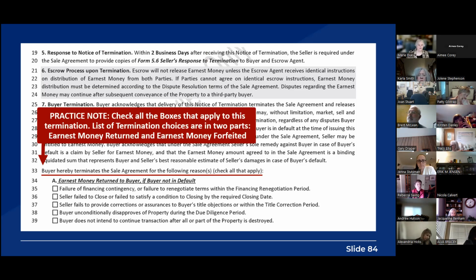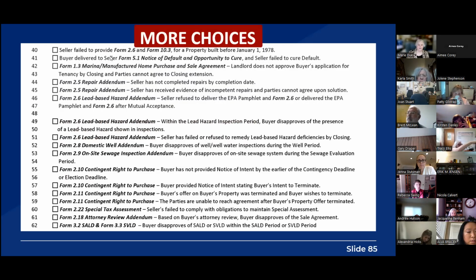But then buyer hereby terminates the sale agreement for the following reasons, and check the reason why. Failure of financing, failure of renegotiated terms of the financing. It gives you the list. We keep going here. Again, all the areas of why the buyer is backing out. Seller has not completed repairs, contingent right to purchase anything. Attorney review addendum. Based on the buyer's attorney review, buyer disapproves of the sale agreement. That's another addendum that's in there. So, in this case, seller has not completed the repairs. We've checked that box.